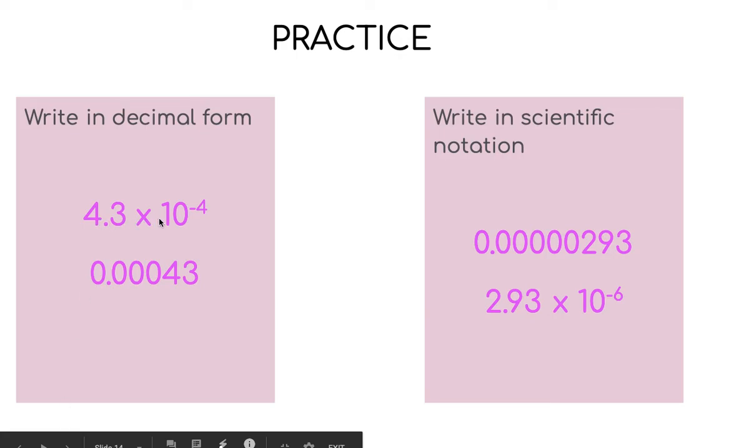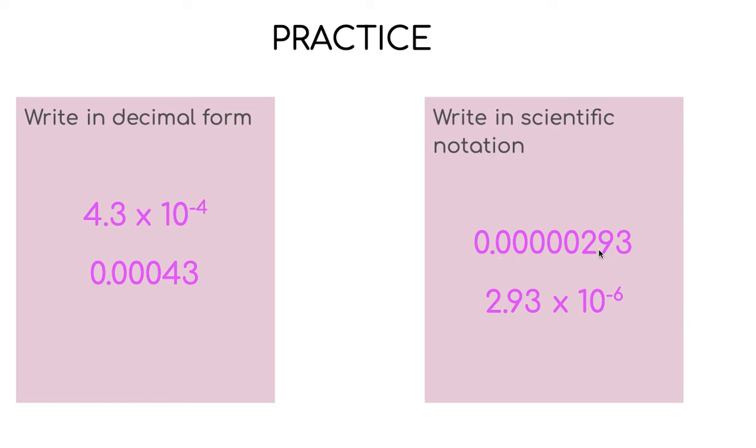Right, so 4.3 times 10 to the power of negative 4. What you hopefully did was realize that you can divide it by 10 4 times. So the decimal point started here, and you divided by 10 1, 2, 3, 4 times, and you've got 0.00043.